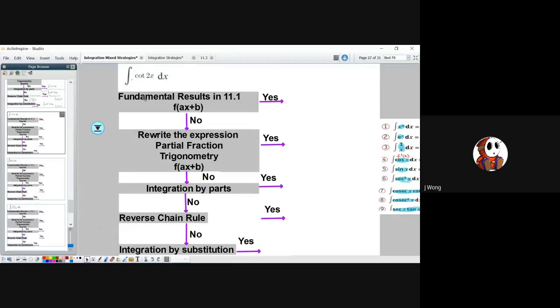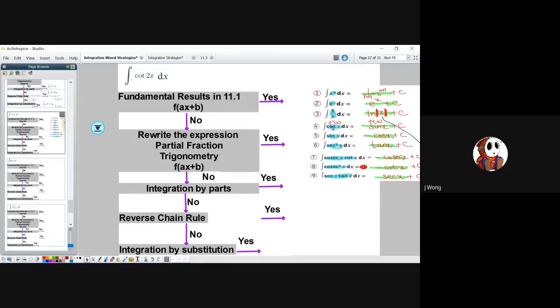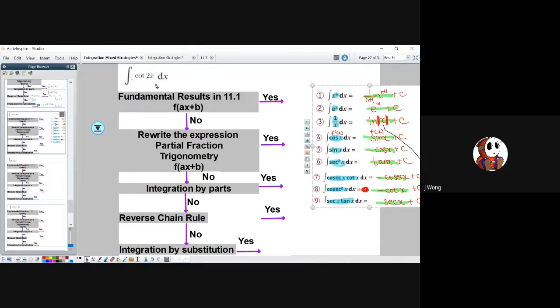Right, okay, so let's go over this. Is that in the standard result? It's very tempting to do this, but unfortunately, there's no one standard result for cot 2x. So you can't say that the integral of cot 2x will be the integral of cosec squared 2x. That's not how it works.